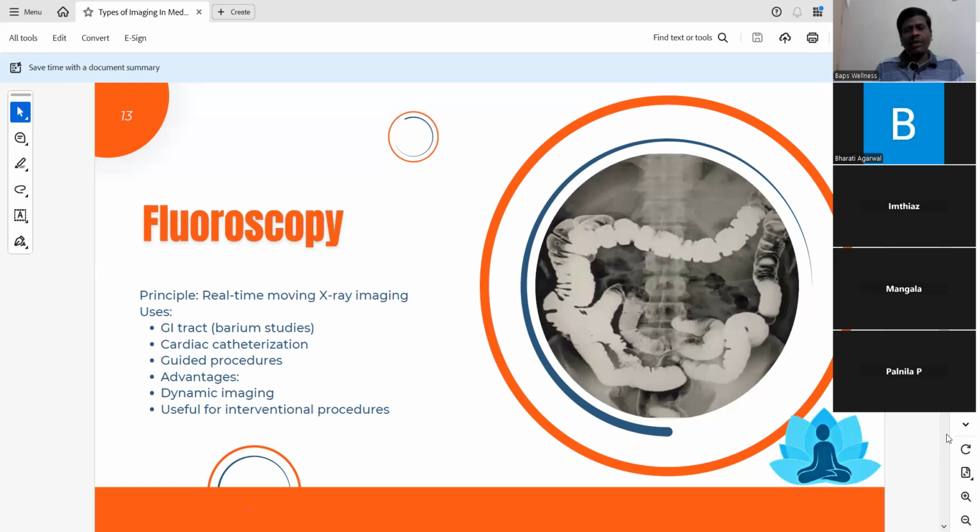The limitation with fluoroscopy is the continuous radiation exposure, because it's an ongoing one for a long time. So continuous exposure of radiation is a major problem, and it needs a radiological contrast sometimes. So that is another disadvantage with that.